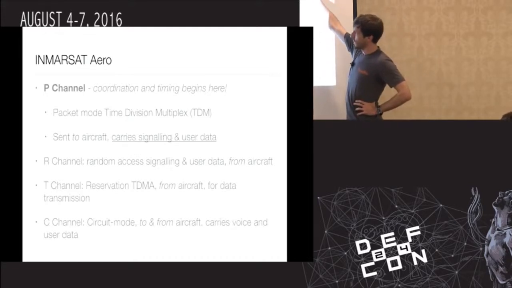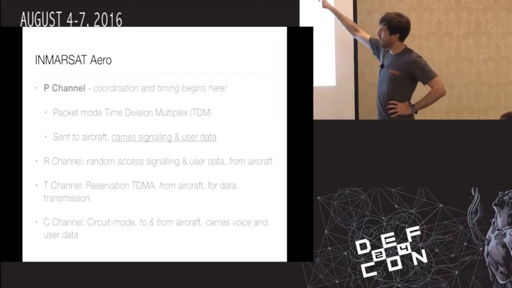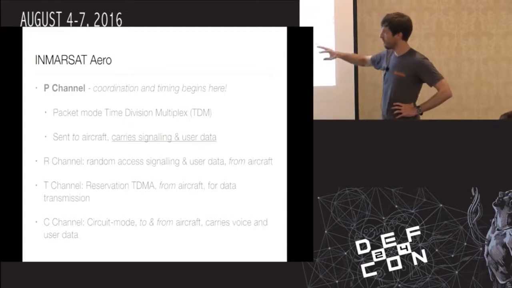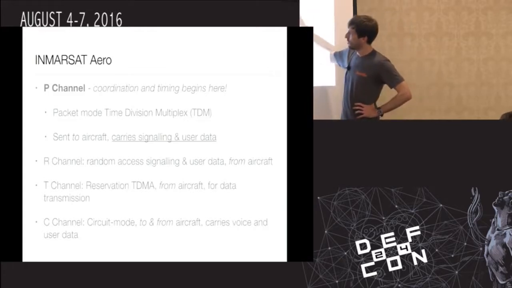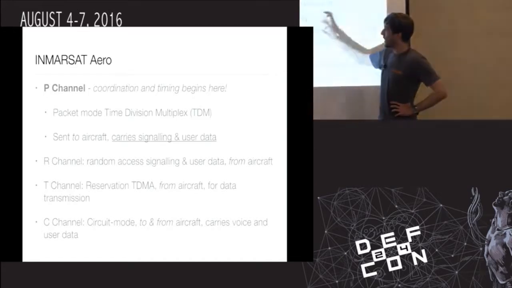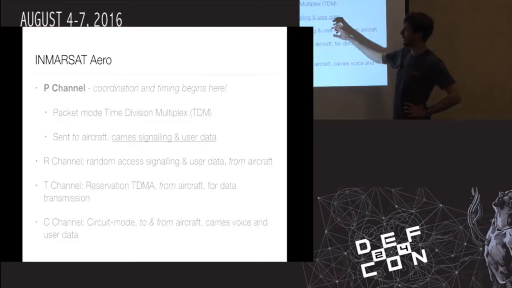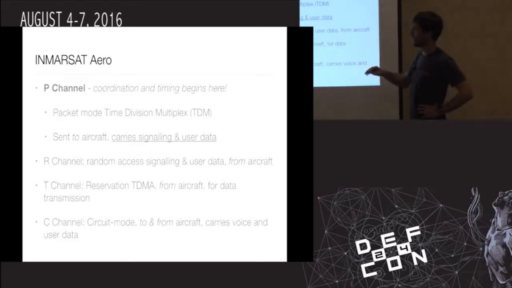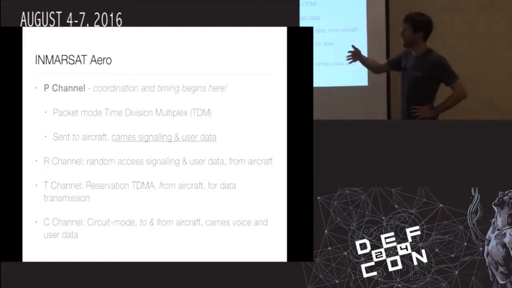But everything begins with the P channel, and that's where the coordination and timing is set for the system. It's this time division multiplex packet mode signaling, and if we're listening to the information that's addressed to all the aircraft, it's contained in little packets called signaling units, and it's basically just a constant stream of these on, I think there were 9 P channels that are available there.